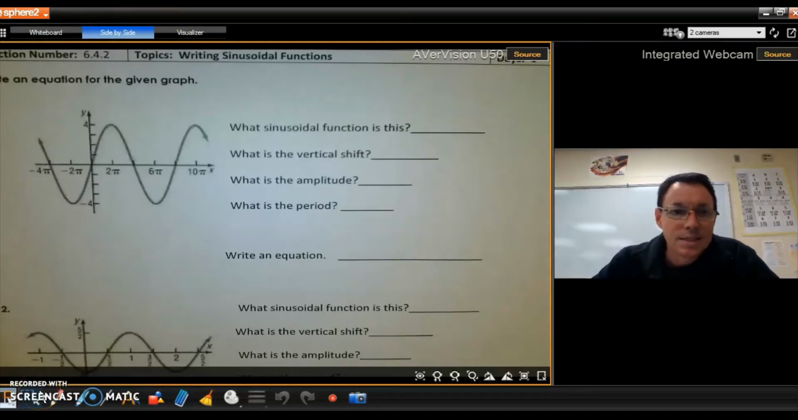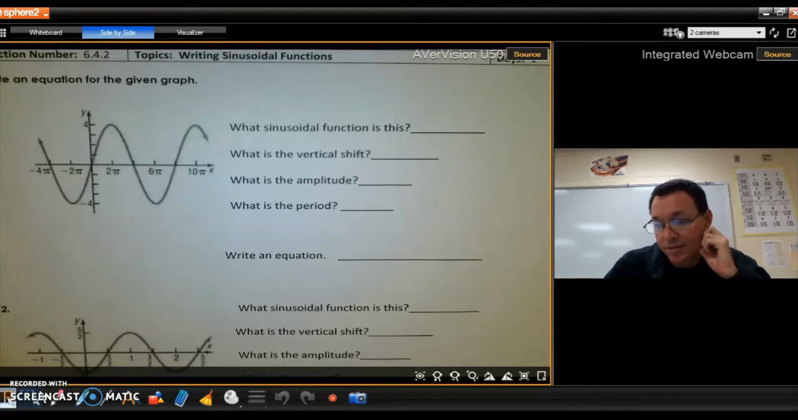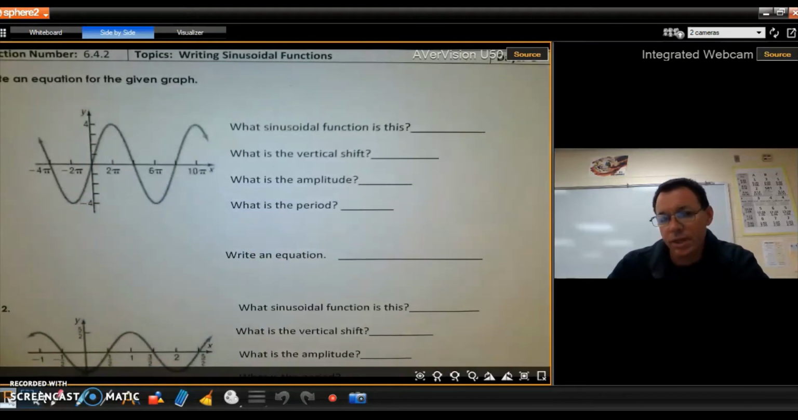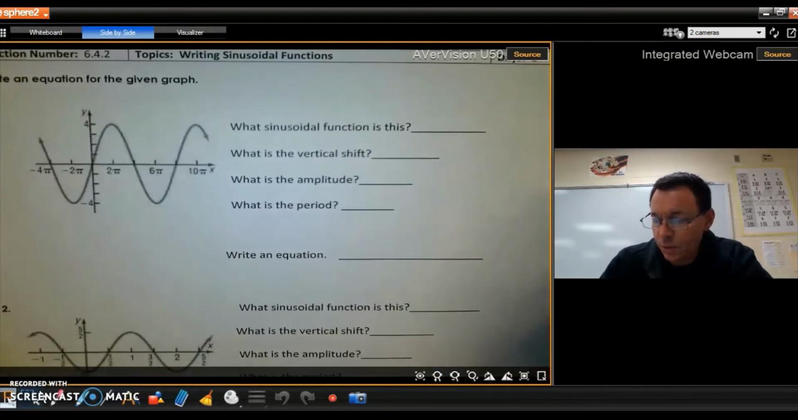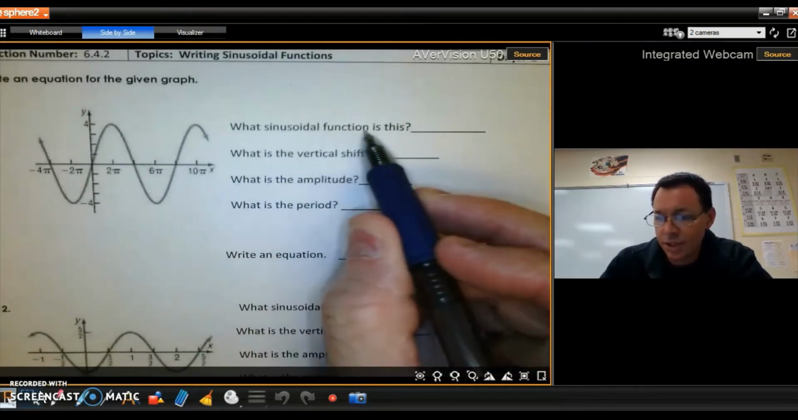Hey guys, today we are going to go in the opposite direction of what we did the other day. So the other day we were graphing sine functions. Today we're going to look at a graph and determine what function would create that graph. For example, the first thing we want to determine is what kind of function this shape is.